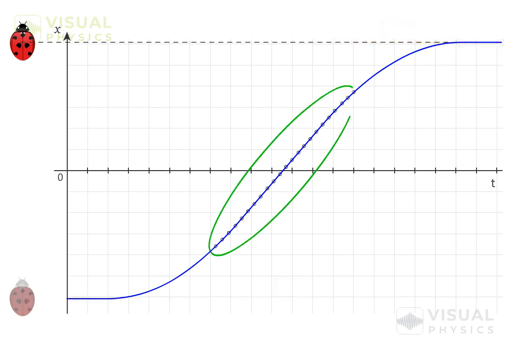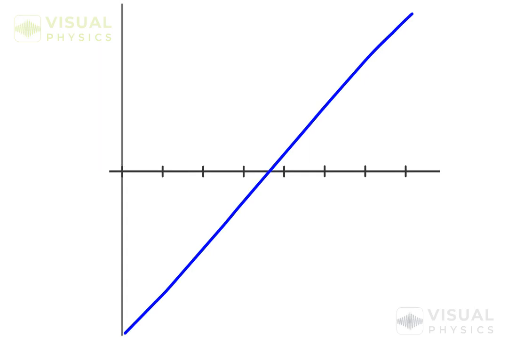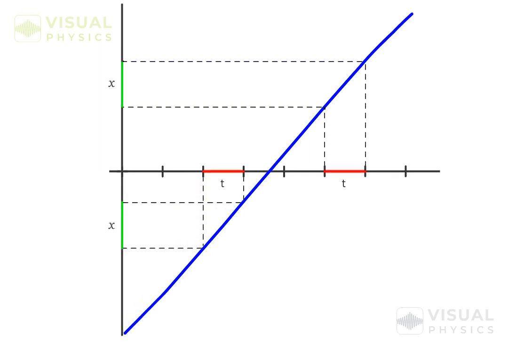Also note that at all these points, the tangent has the same slope. This means the velocity at all these points should be the same. So a straight line in the position-time graph means that the particle is moving with constant velocity. This can be verified, as in equal intervals of time, the displacement of the particle is equal.